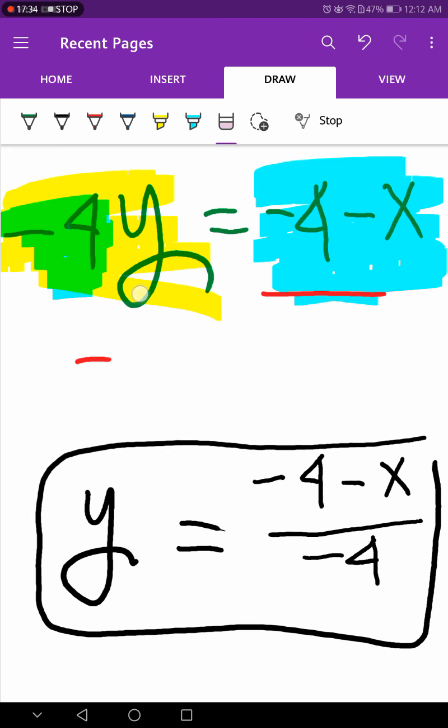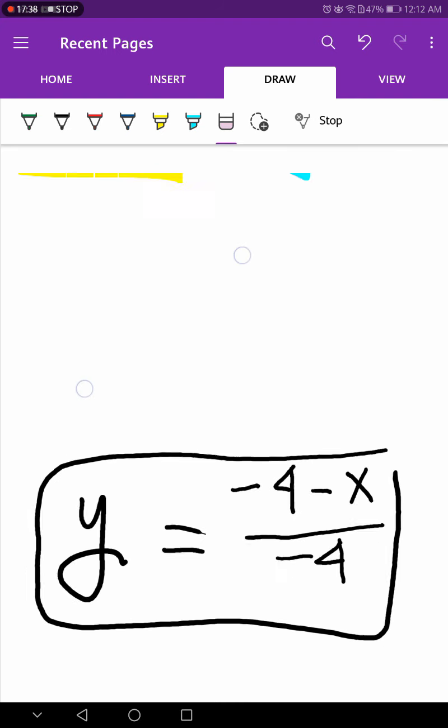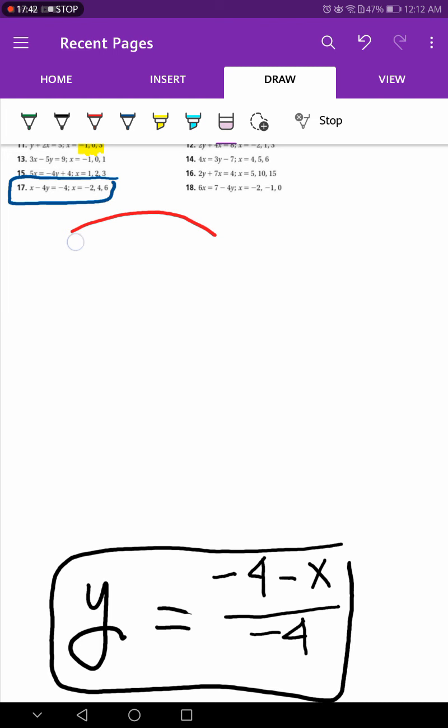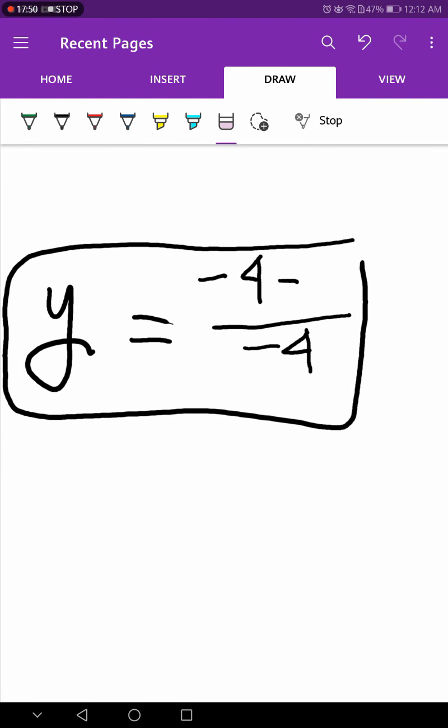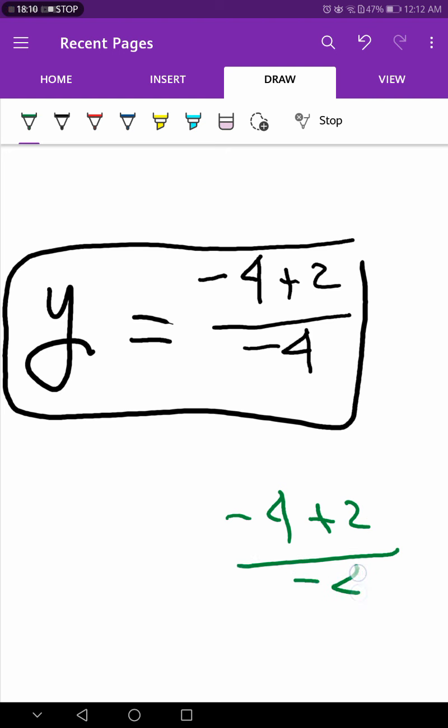Now, my dear student, I come back to question number 17 and check. He asked me to find the y when x equal -2. What is the value? So I remove the x here and write -2. And you remember, if I have a double negative here, it will be +2. So I will have -4 +2 over -4. And you know that -4 + 2 equal -2. And -2 over -4 is equal to 1 over 2. So this is the value of y.